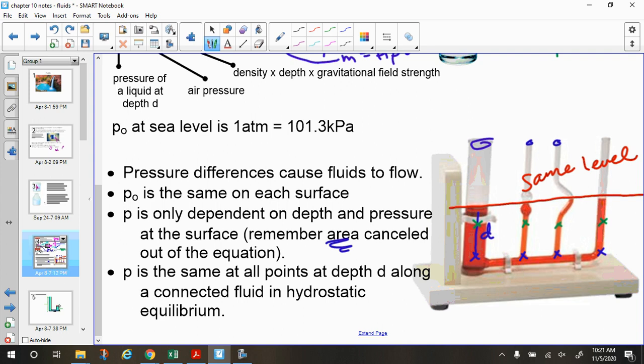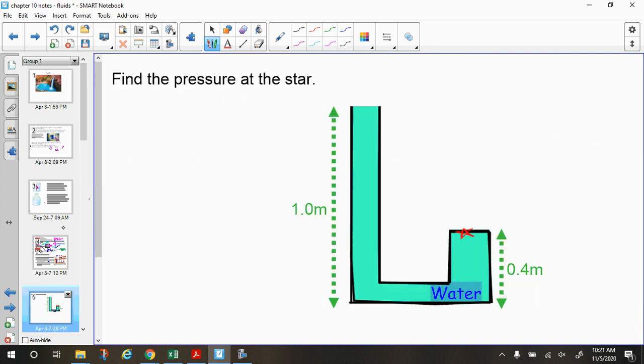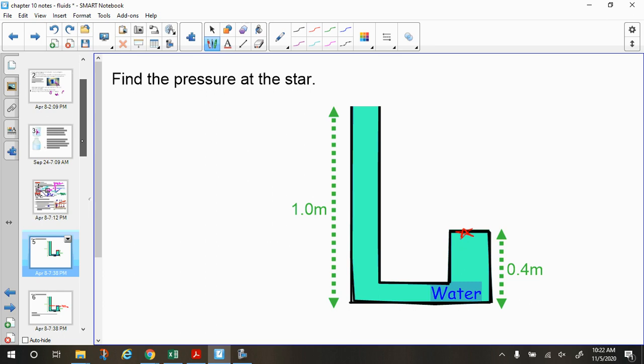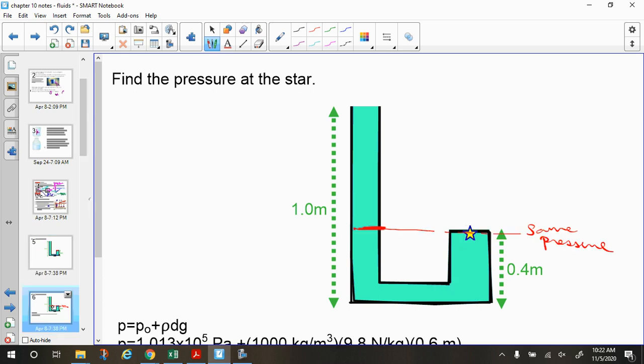Let's do an example problem. Here we have a tube of water that goes down like this, and then it ends in this closed end. And I want you to tell me what the pressure is at this point right here, at that red star. So you can pause and give it a try for yourself.